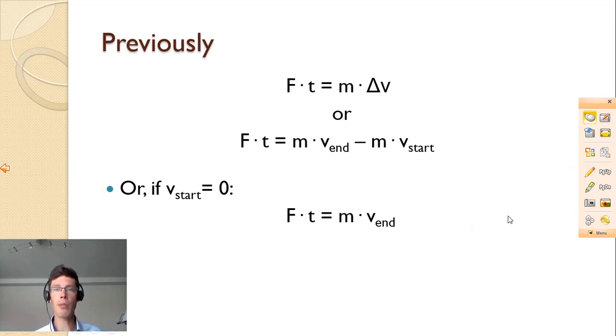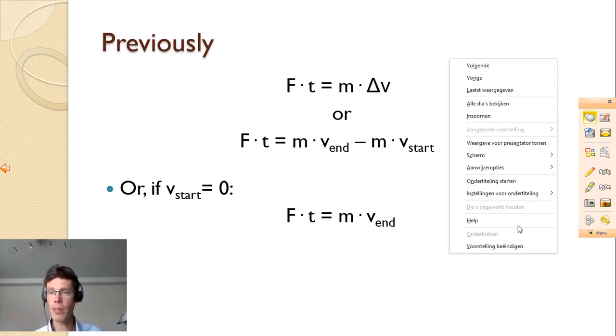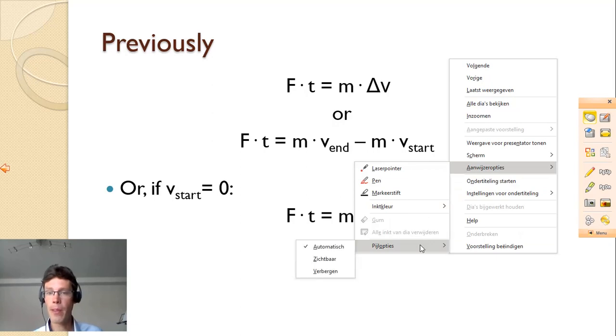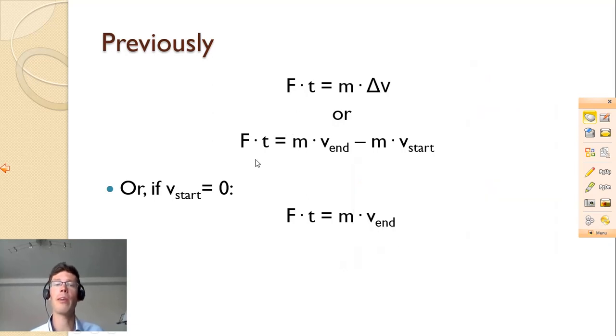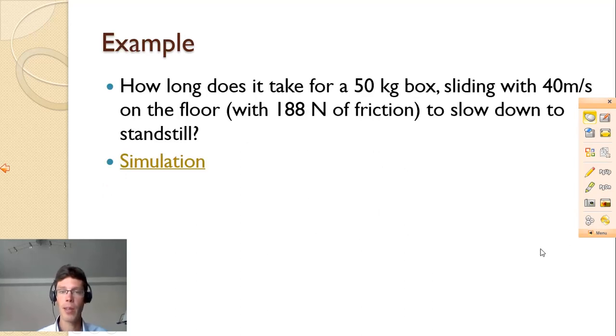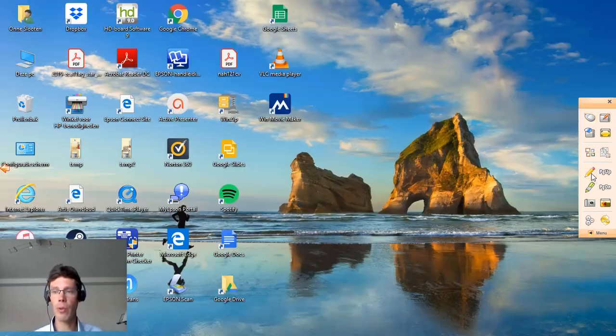F times t equals mass times delta v. Or this could also be written down as F times t equals m times v end minus m times v start. If I apply this to an object that is accelerating from a standstill, that means v start is 0. So the formula becomes a bit easier. F times t equals m times v end.